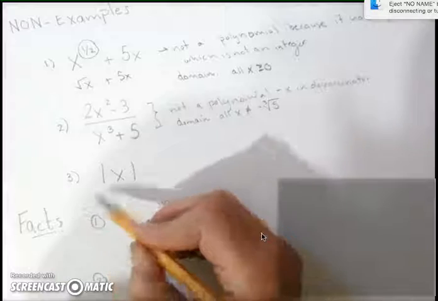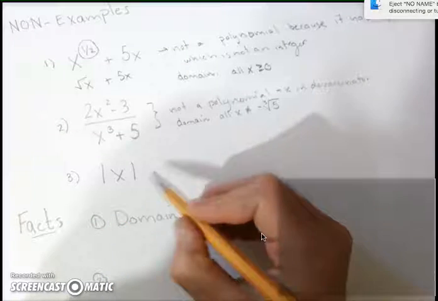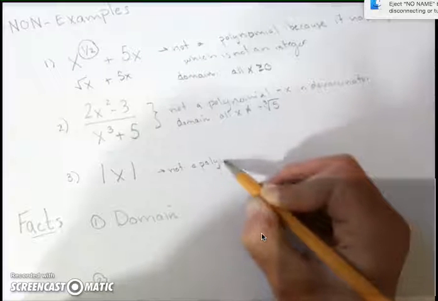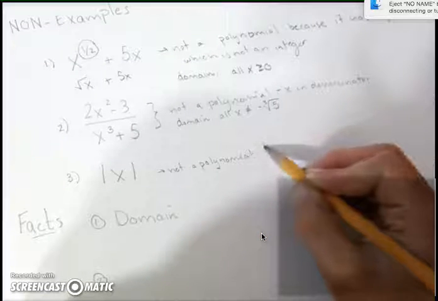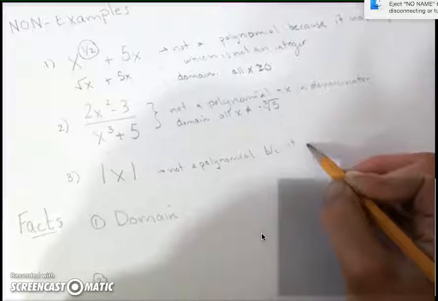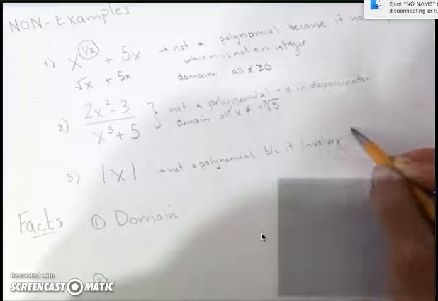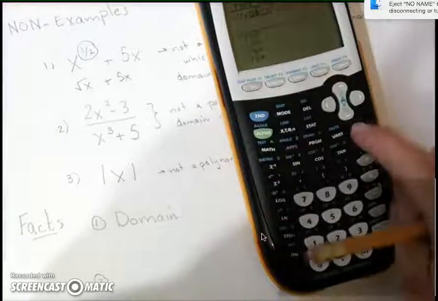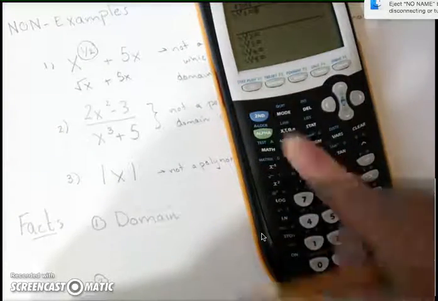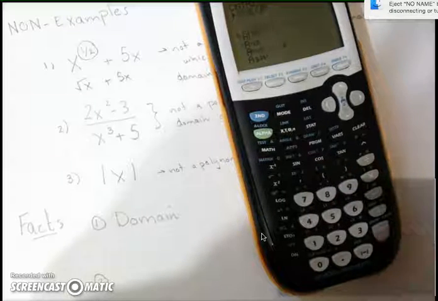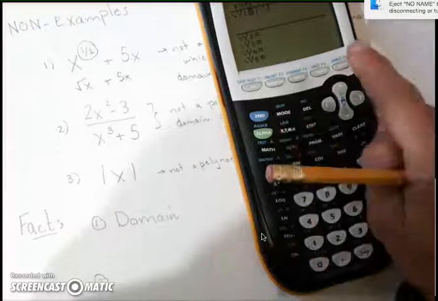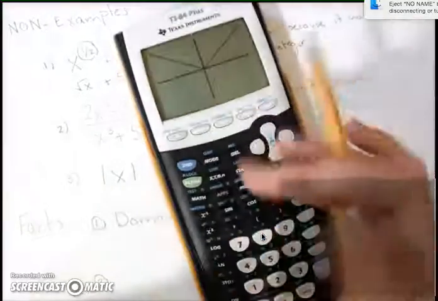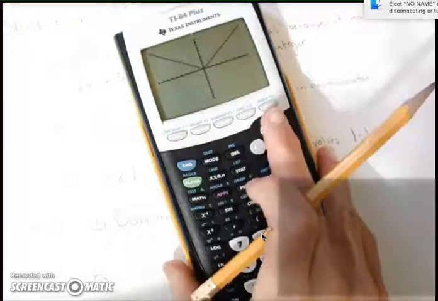So finally, absolute value of x. This is not a polynomial because it involves operations different than just raising to a power. Just the fact that it involves the absolute value makes it not a polynomial. And if we look at that graph, so I go into the catalog and click absolute value, you know what that looks like. It's that V. So it's got this very jagged corner.